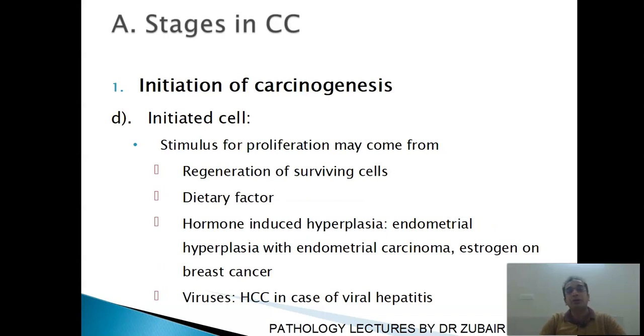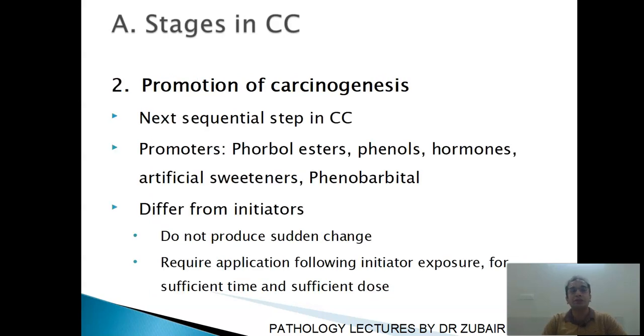What are the stimuli for proliferation? It will be regeneration of the surviving cells, dietary factors, and hormone-induced hyperplasia, like endometrial hyperplasia leading to endometrial cancer, estrogen in breast cancer, and hepatocellular cancer arising from viral hepatitis. All these are examples of initiated cells.